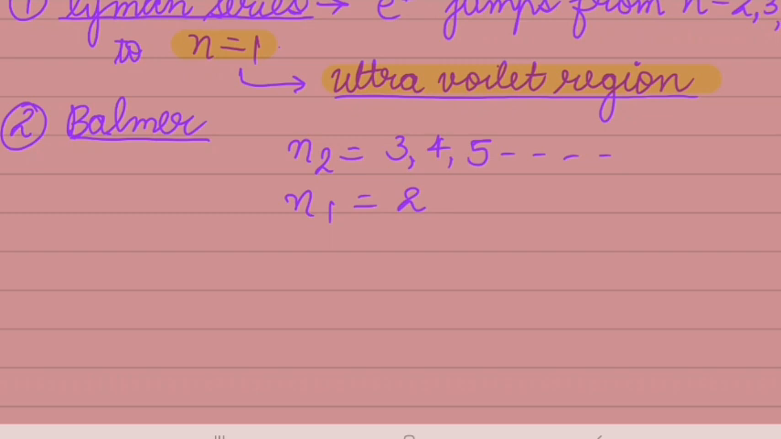Next is the Balmer series, which I have talked about. It lies in the visible region. In our atmosphere we have the Balmer series. Let's talk about the third one, that is Paschen.